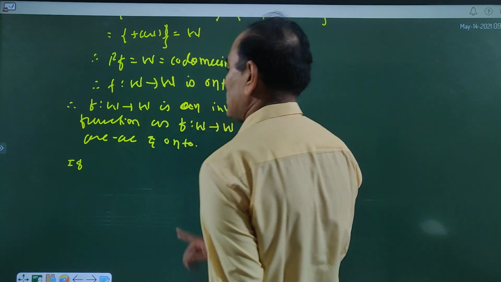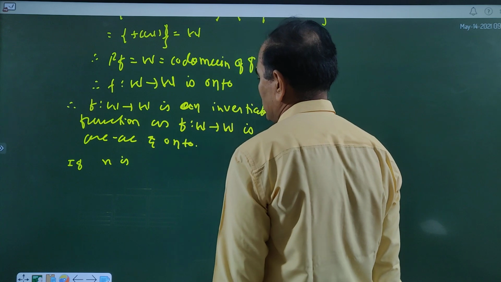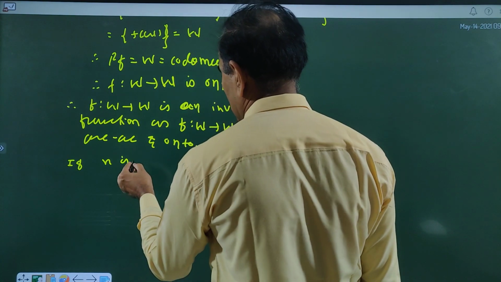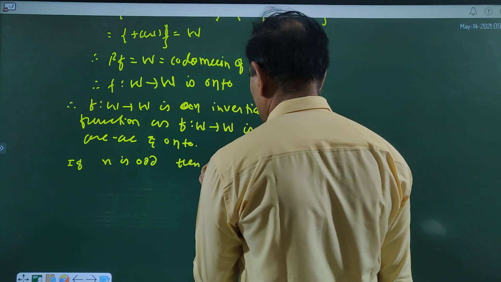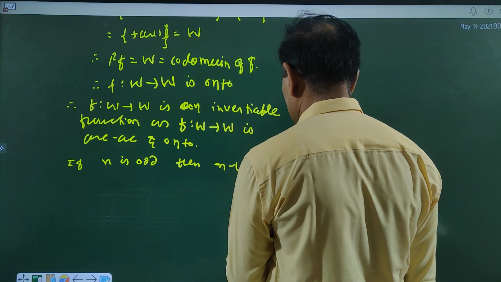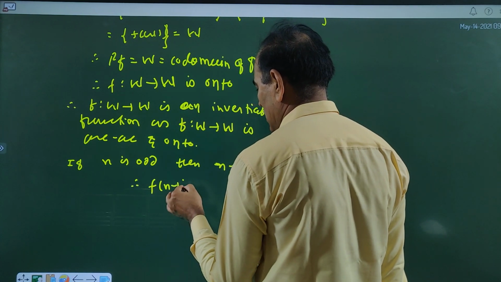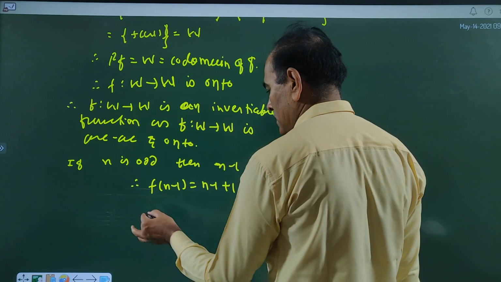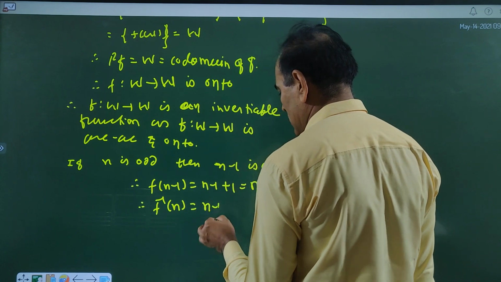Now we want f inverse. If n is odd, then n minus 1 is even. And therefore, what is f of n minus 1? N minus 1 plus 1 is equal to n. And therefore, f inverse n is equal to n minus 1.